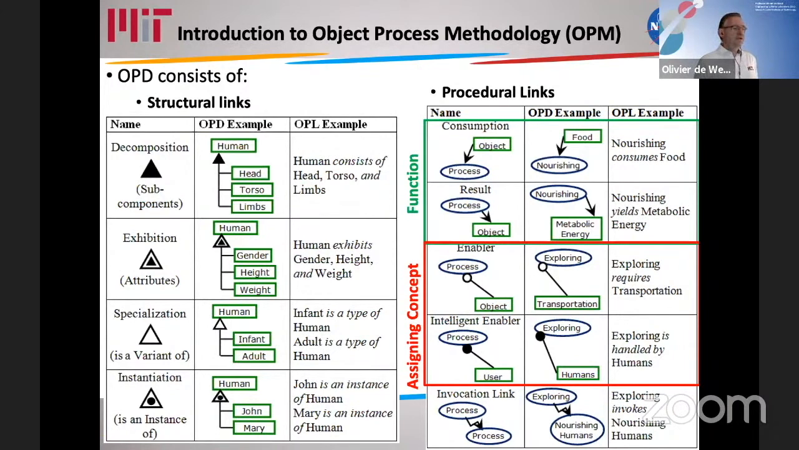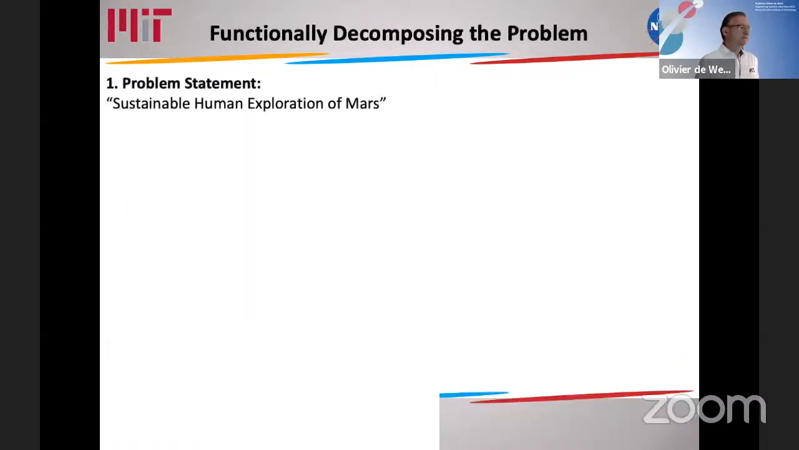So the first two, the consumption and the resultee link, really talk about function. And when we think about how that function gets fulfilled, how it's enabled, it's the instrument and the agent link that become crucial. Because you're assigning the concept.